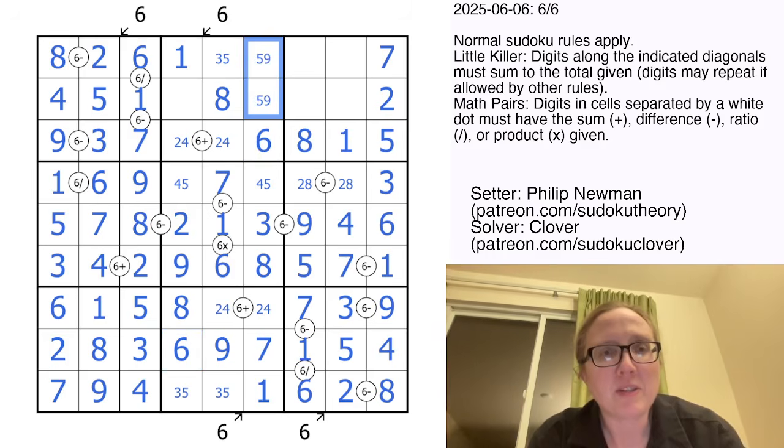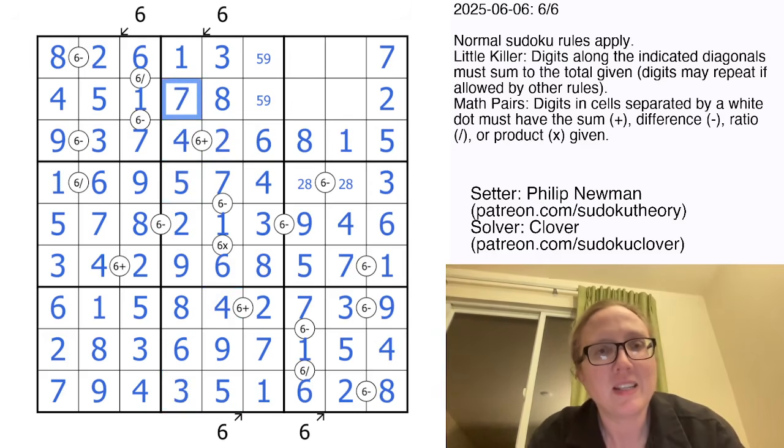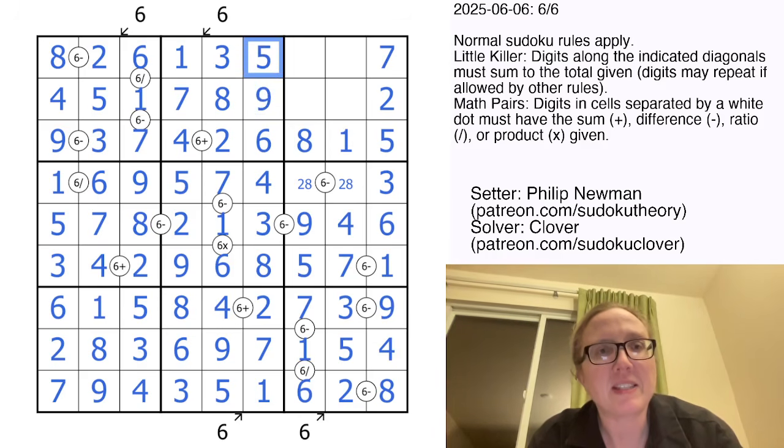Those can't be 2 or 4, so that's 5 and 9. And that should take care of everything and let us finish off the puzzle using classic Sudoku. And that's a 9 and a 5, and this is 4 and 9, 2 and 8, and I need a 3 and a 6 to finish.